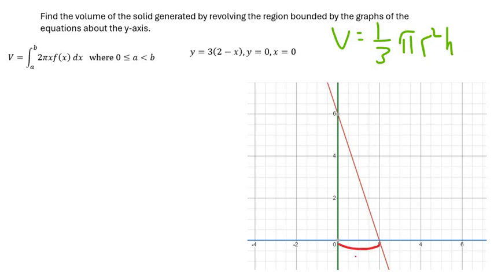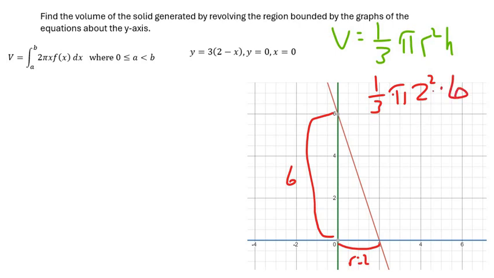And the radius of this would be 2, and the height appears to be 6. So if we plug those numbers in, we have 1/3 times pi times the radius squared times 6 for the height. If we simplify that, 2 squared is 4, 4 times 6 is 24, 1/3 of 24 is 8. We're going to have 8 pi.